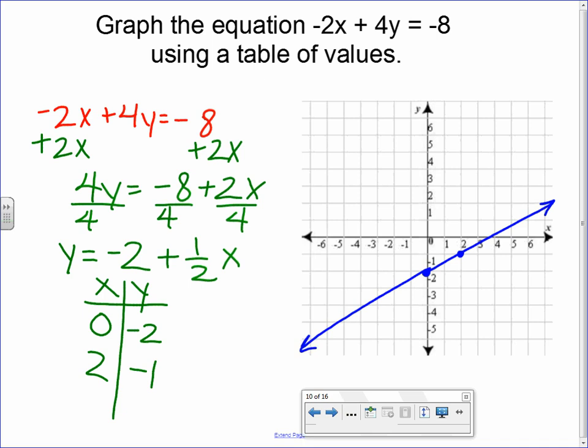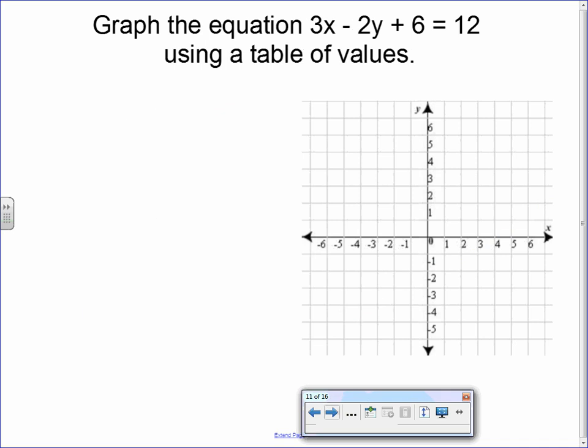Okay. Try this one. Same thing. Get the y alone. Plug 2 points in the xy table. Actually, let's decide together so we always use the same x's. What x's do you want to use? 0 and 4. There we go. All right.